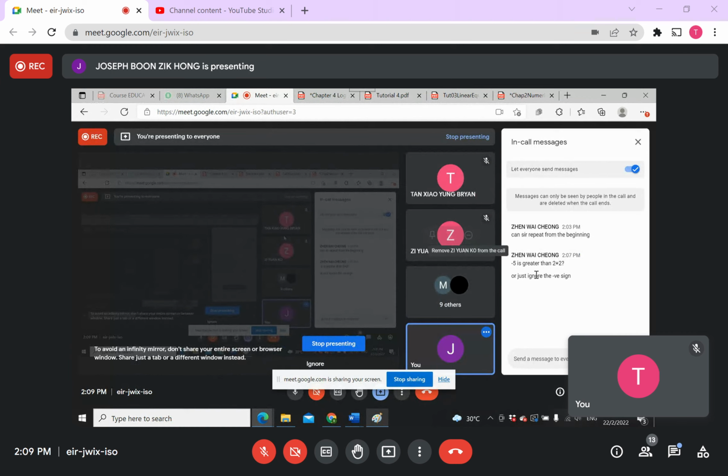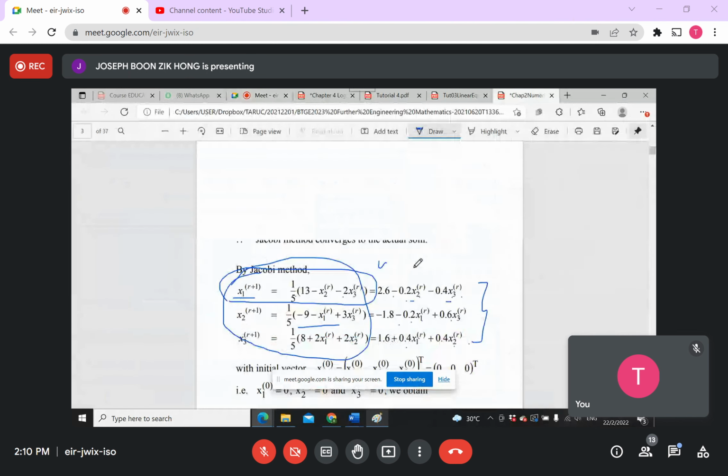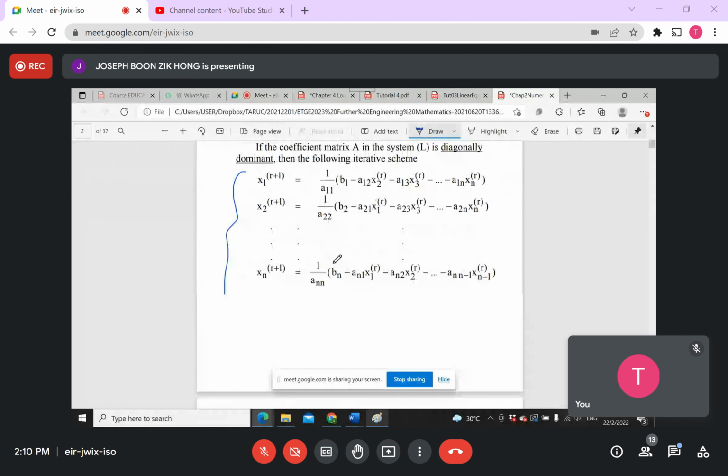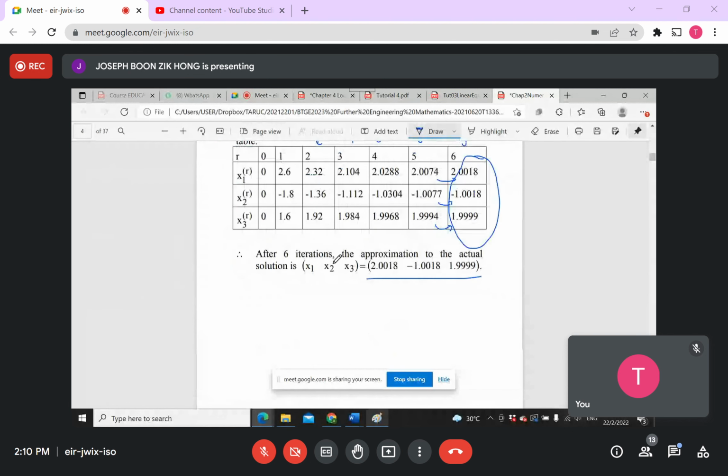Yes. Always ignore the negative sign in order to check whether it is diagonally dominant or not. Ignore the negative sign because, if you check back the formula, it is here: modulus, modulus. So we don't care about the negative sign. Any question? This is called the Jacobi method.